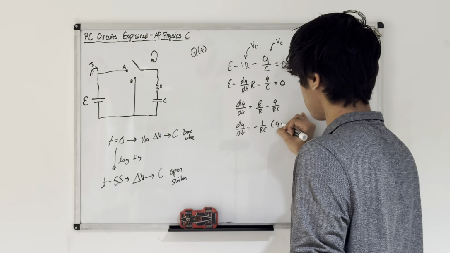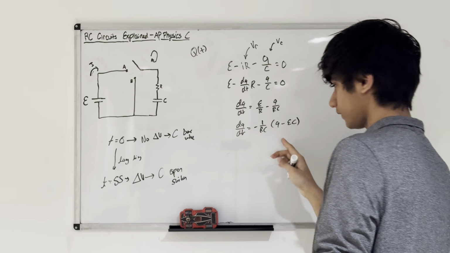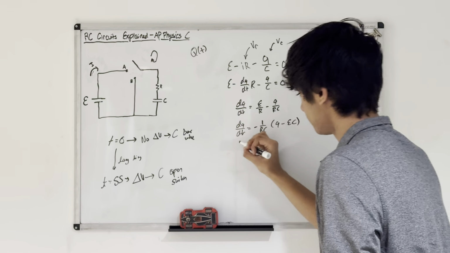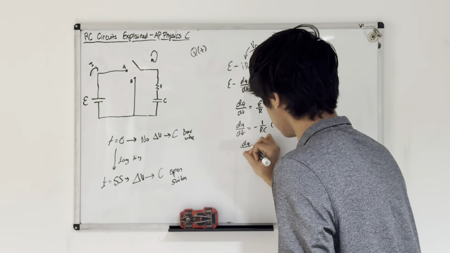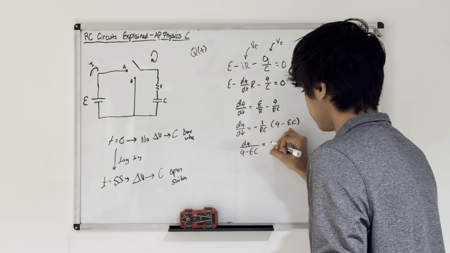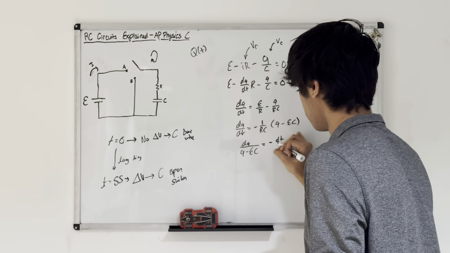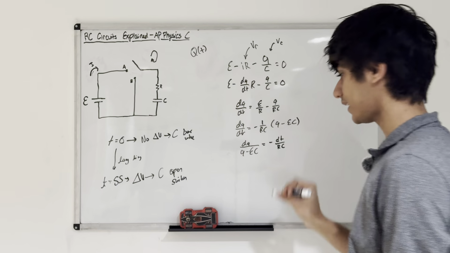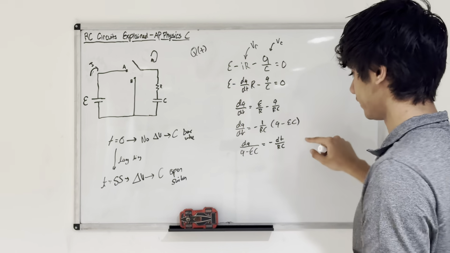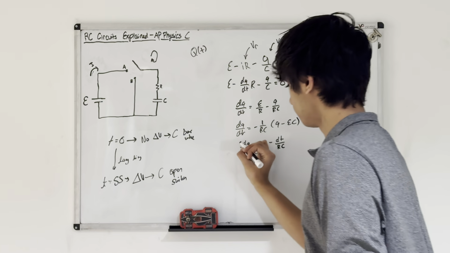We get q minus EC. Right, now we have a q by itself, so we can move it to this side, and move the dt to this side. We get dq divided by (q minus EC) is equal to negative dt over RC. And now we integrate because we have dq and q on one side, and dt, with no q, on the other side. So we integrate.